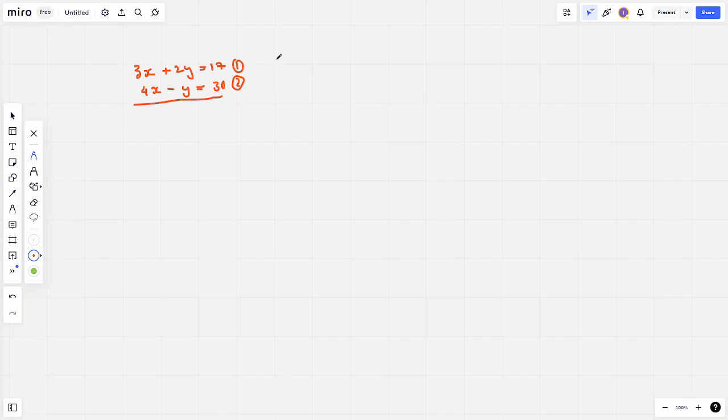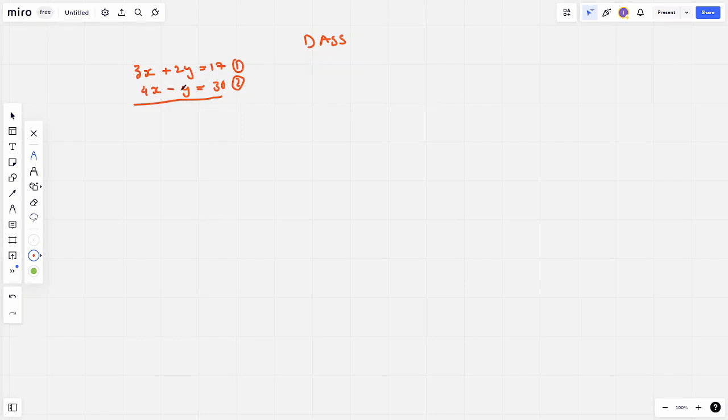So again, using the analogy of DASS, D-A-S-S, we've got a difference in the sign. We've got a positive in equation 1 and a negative in equation 2. We have to add. Difference means we add. But remember, we must eliminate a common factor. So if we do 3x minus 4x, that's negative x. Positive 2y plus minus y, which is a positive y, we don't eliminate either an x or a y.